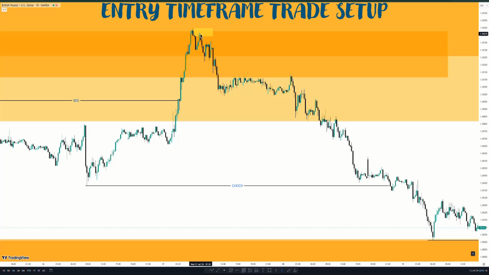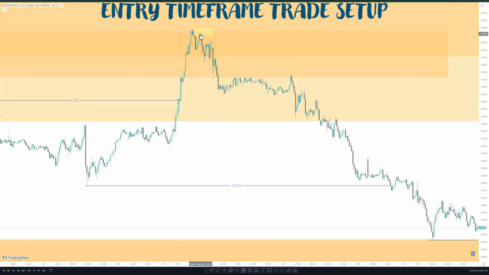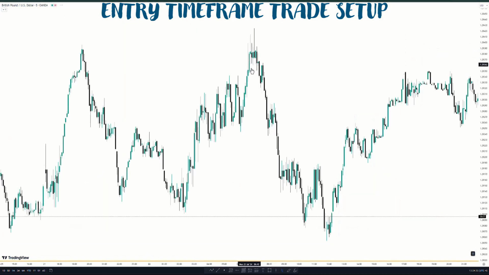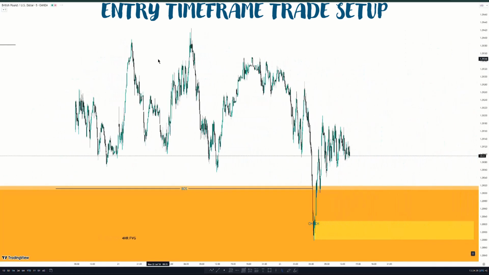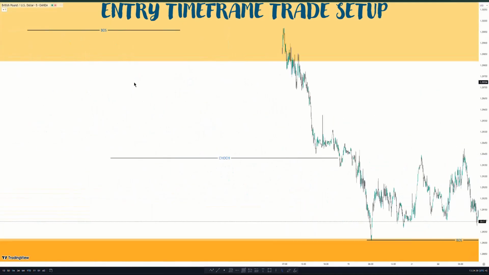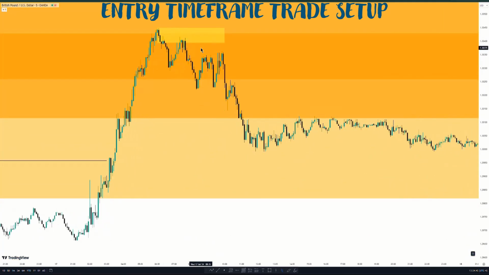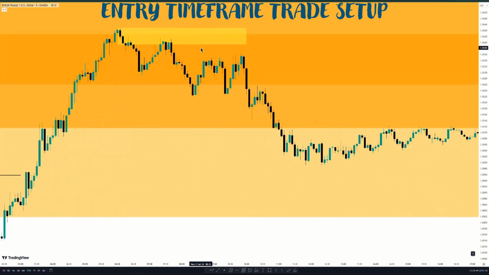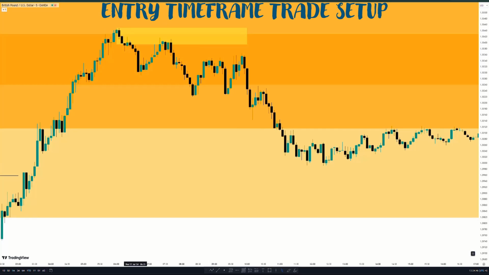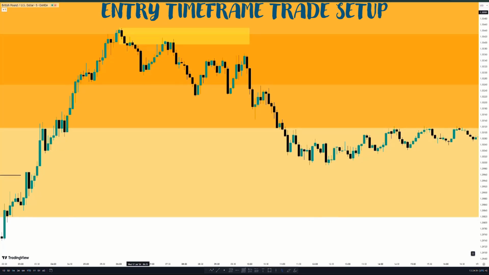So when you go down to 5 minutes, we are talking about order blocks. This is why I said this is an order block trading strategy, so you have to pay attention to order blocks. If you don't know what a single candle order block is, you can check it out. I'll put the link in the description.